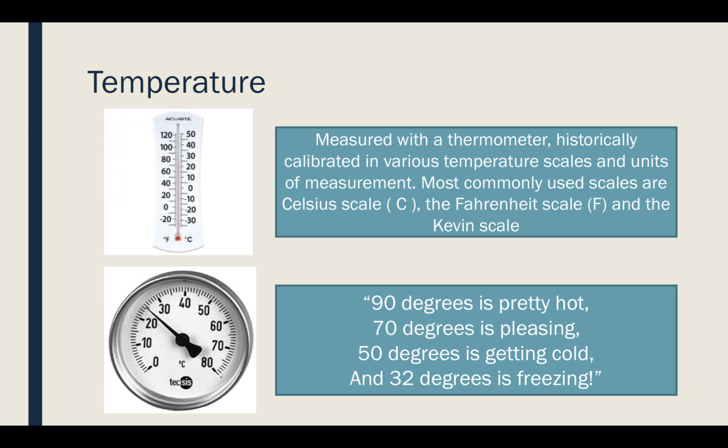And then I thought this was a fun little poem. 90 degrees is pretty hot, 70 degrees is pleasing, 50 degrees is getting cold, and 32 degrees is freezing. So that can help us sort of remember how to gauge what each temperature feels like. And in America, we use the Fahrenheit scale.